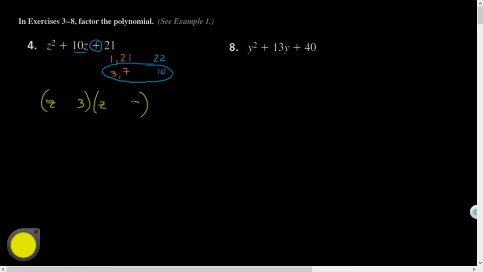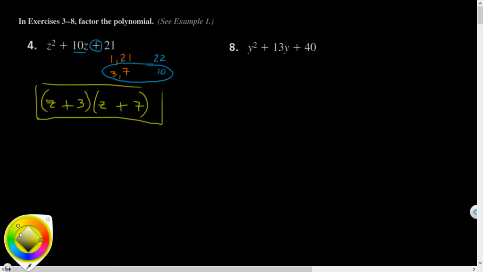And now listen how I analyze the signs of these. Now, they multiply to be positive 21. So that means their signs have to be the same, plus plus or minus minus. But they also have to add to be positive 10. And two negatives are never going to add to a positive, so it seems as though plus plus is the only combination that will work for us, and that is correct.